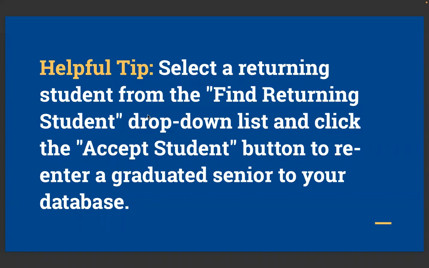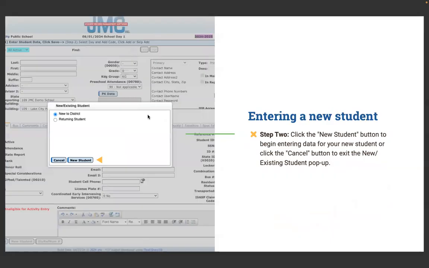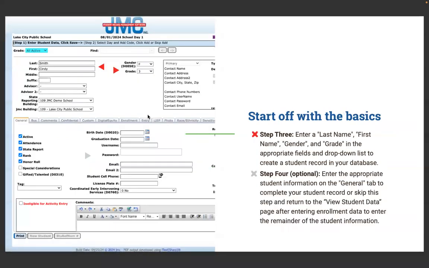Select a returning student from the Find Returning Student drop-down list and click the Accept Student button to re-enter a graduated senior to your database. If that's where you're going with this. If you're entering a new student, simply click that New Student button to begin entering data for your new student, or click the Cancel button to exit the new existing student pop-up.